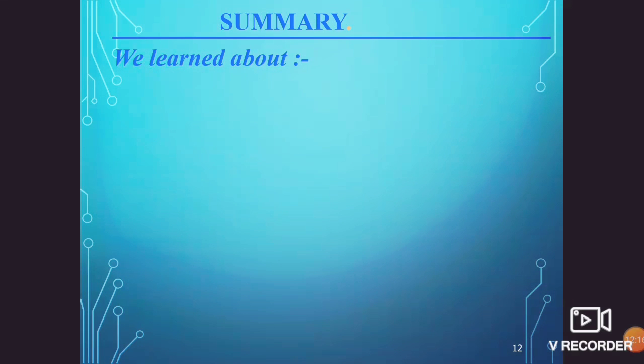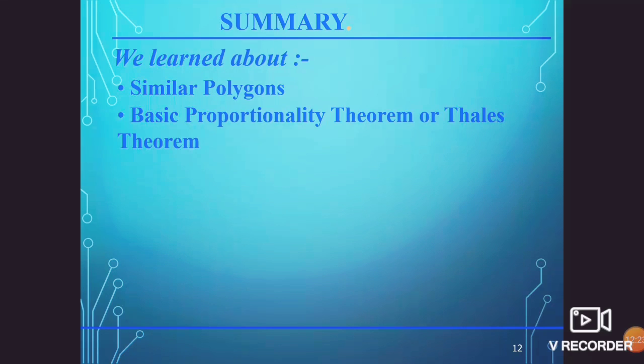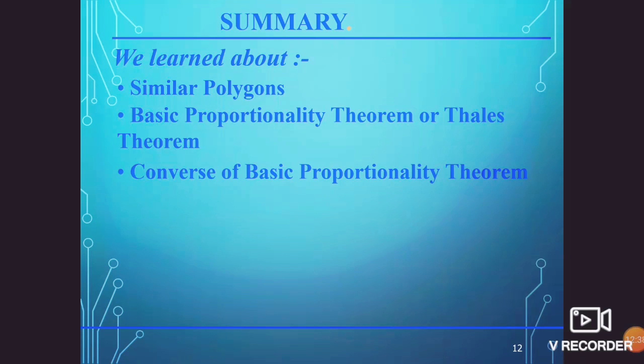So now what did we learn today? First we have learned about similar polygons. Then we learned about the basic proportionality theorem or Thales theorem. In a question they may ask what is Thales theorem, so you will have to just state the basic proportionality theorem. It is very important to learn all the theorems by heart. Next, we have learnt about the converse of the basic proportionality theorem, that means just the opposite of the basic proportionality theorem.